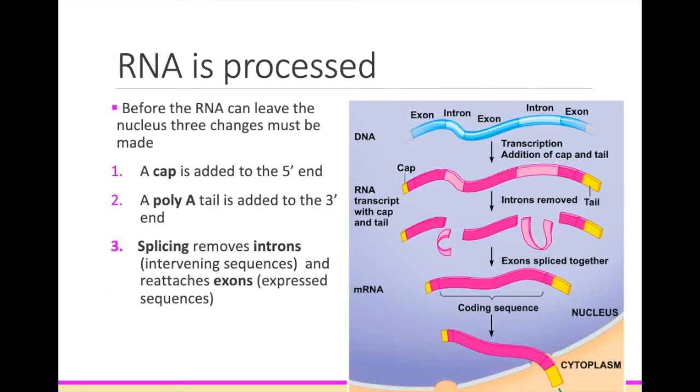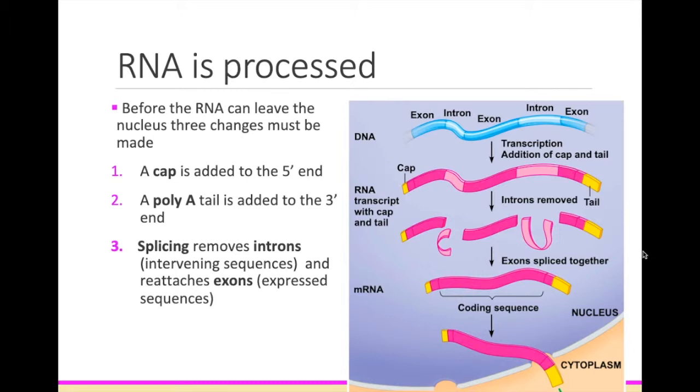Because we have a nucleus, the mRNA actually has to undergo a couple of changes before it can exit to the cytoplasm. These 3 changes are called RNA processing, and they help to facilitate the RNA moving out of the nucleus and also to protect it once it leaves into the cytoplasm.